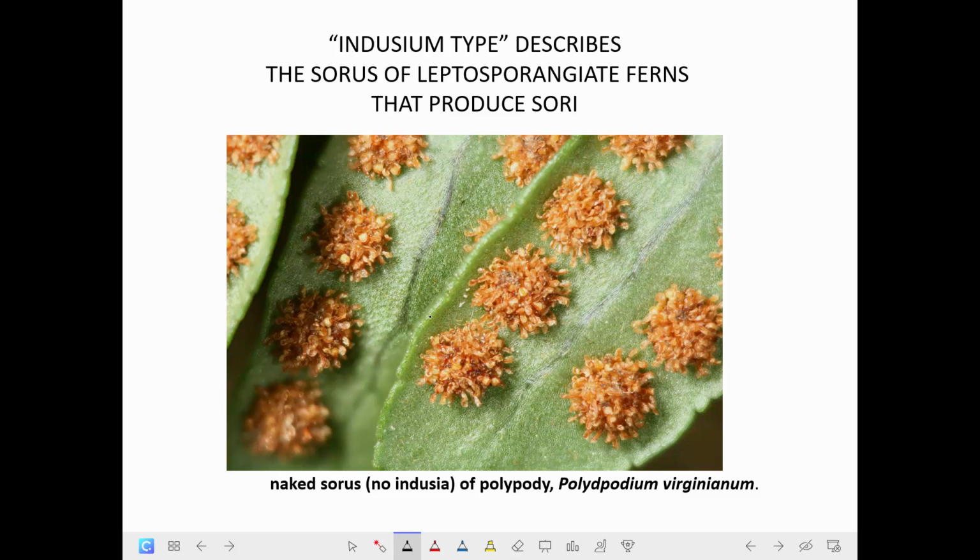Some ferns don't have any flap of tissue, any indusium. It has a naked sorus. And this fern, which is called polypody, is an example of a fern with a naked sorus.